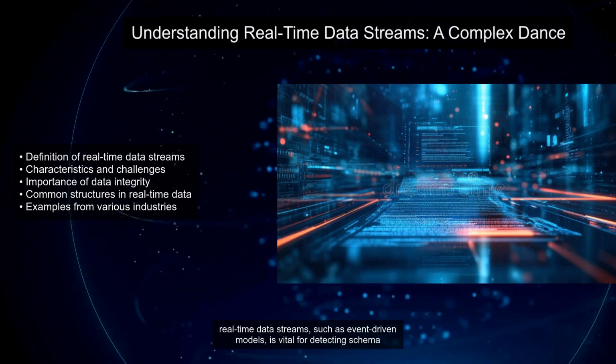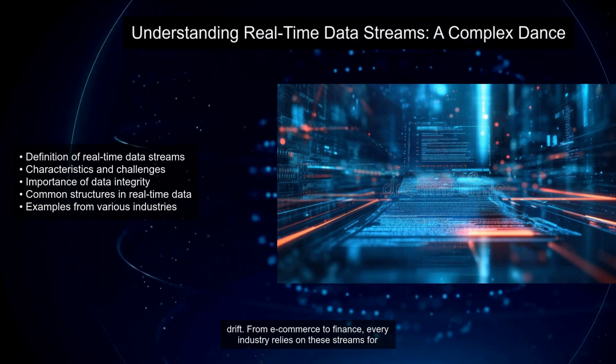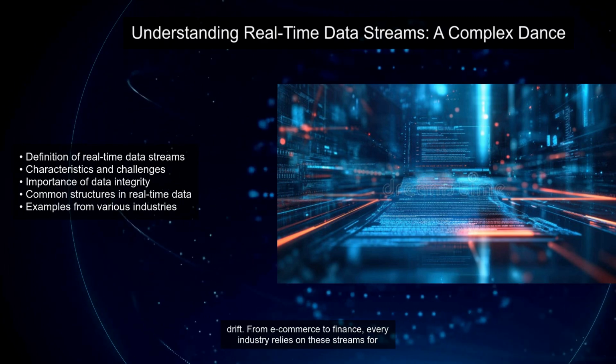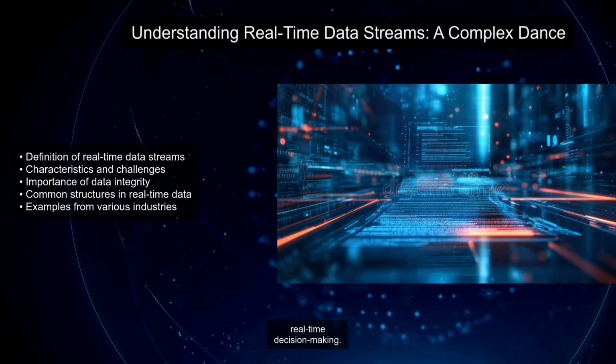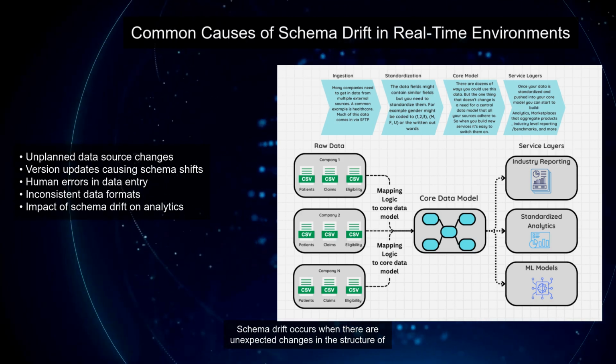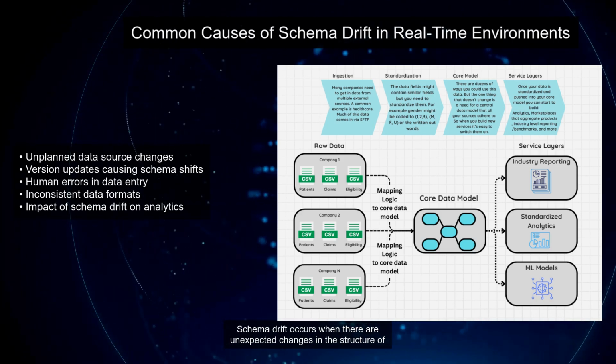Understanding the structure of real-time data streams, such as event-driven models, is vital for detecting schema drift. From e-commerce to finance, every industry relies on these streams for real-time decision-making. Schema drift occurs when there are unexpected changes in the structure of incoming data.